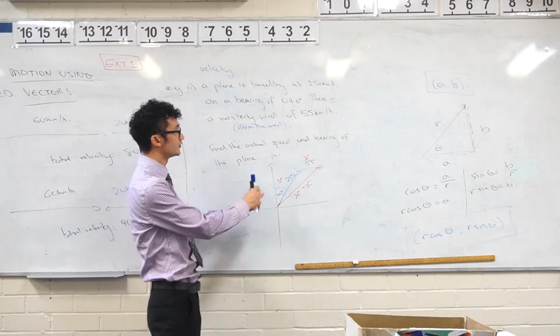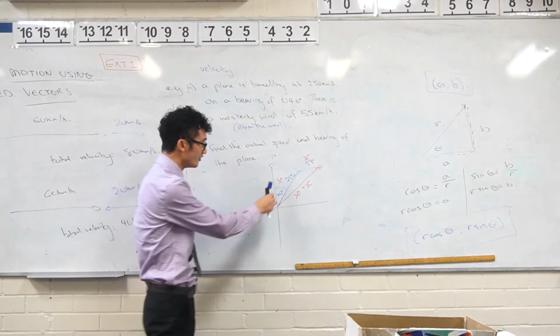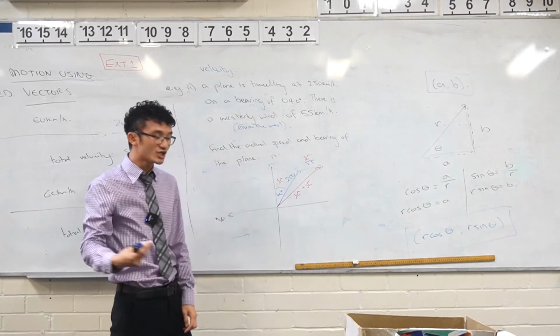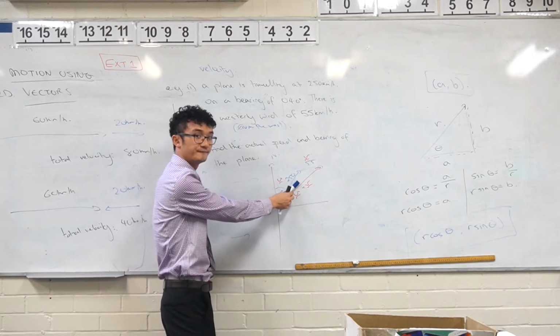Right, so just be careful. This is why I say be careful between what information they give you. The bearing is 40 degrees, but the direction of the vector is 50 degrees, yeah? Does that make sense? Right.